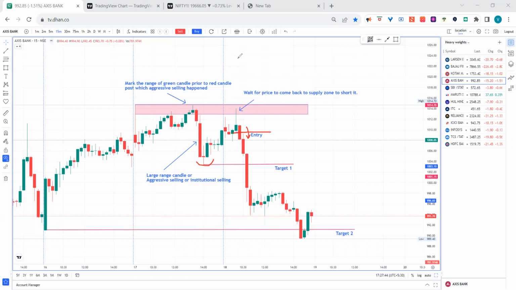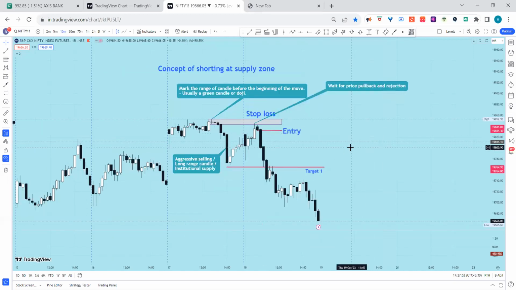Now let me use the example of Nifty also on today's chart. As you can see, the example is very much similar. Yesterday there was a sharp aggressive selling which took place in Nifty. This is the aggressive selling which usually you can make out through a long range candle, right? And the price displacement: the candle does not have much of the wicks, it's full of body, right? So this is strong aggressive selling.